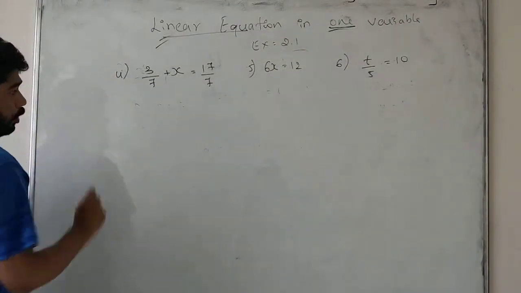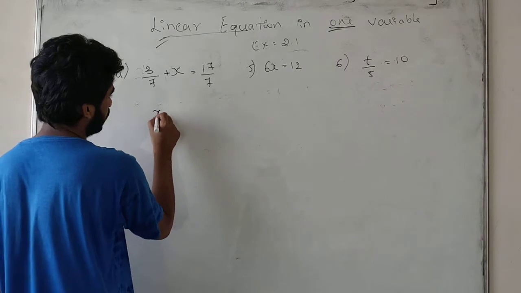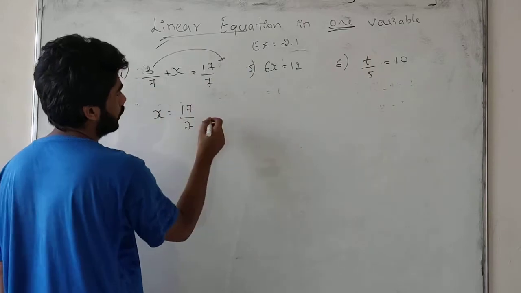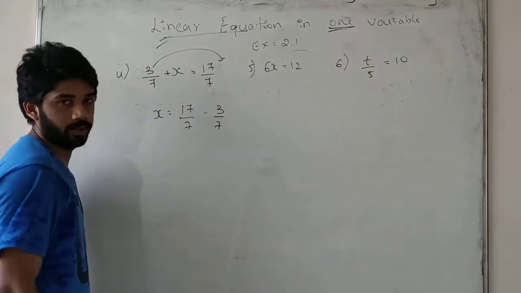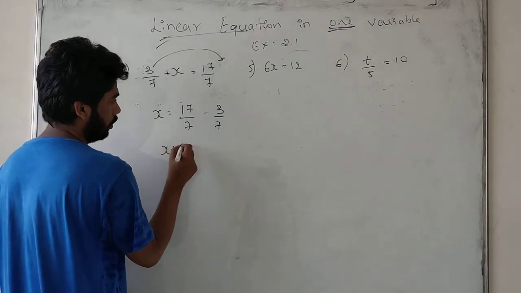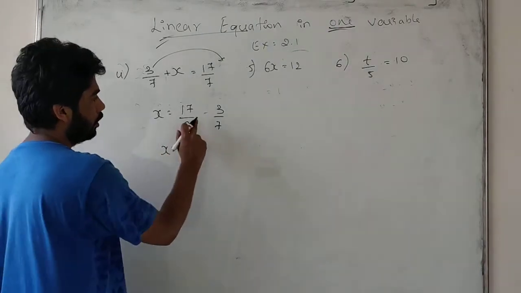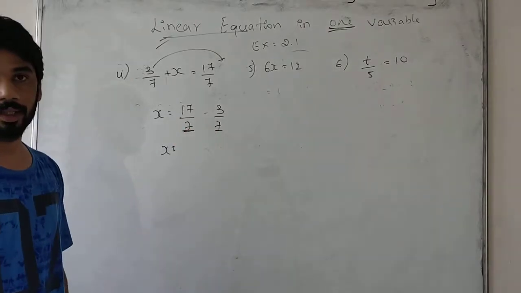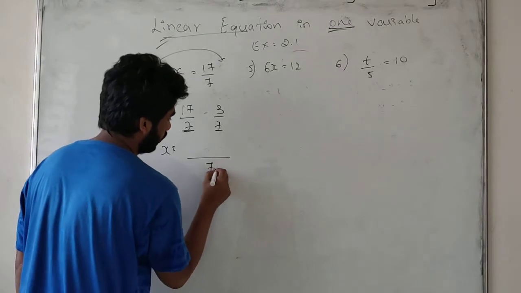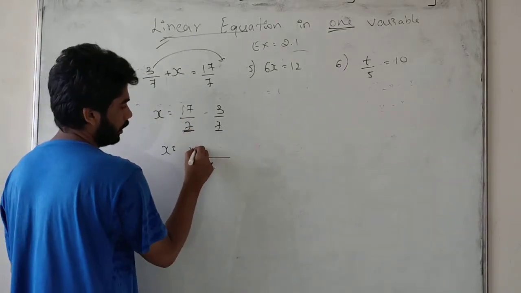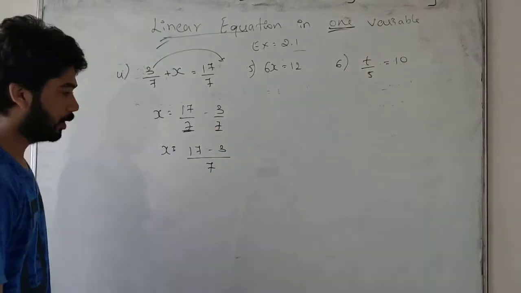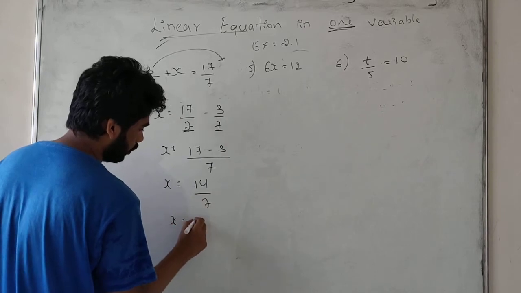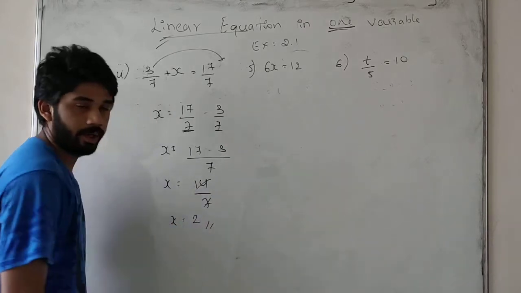What is the problem here? x is there; I will keep x on this side only. 17 by 7, I will shift to the other side. So it will be plus, and this side will go as minus 3 by 7. Now x is equal to... the denominators are the same, so we don't need to take the LCM. So here we get 7 common: 17 minus 3. 17 minus 3 means 14. 14 by 7, so x is equal to 2. 2 is the required answer.